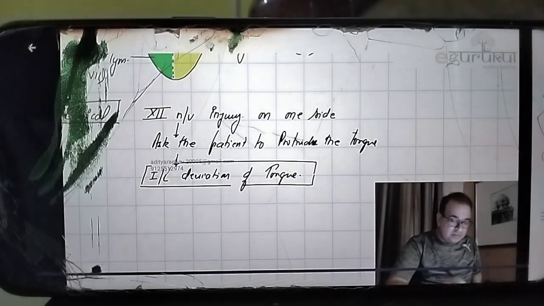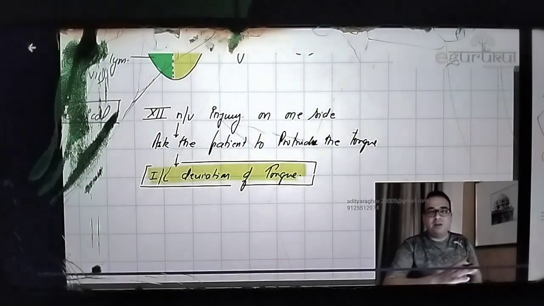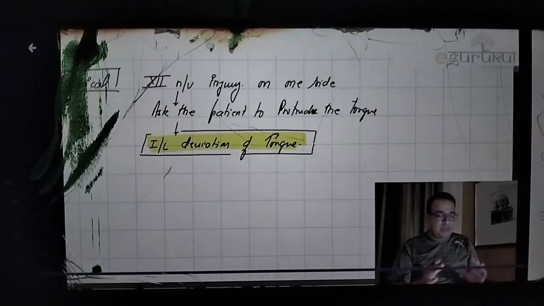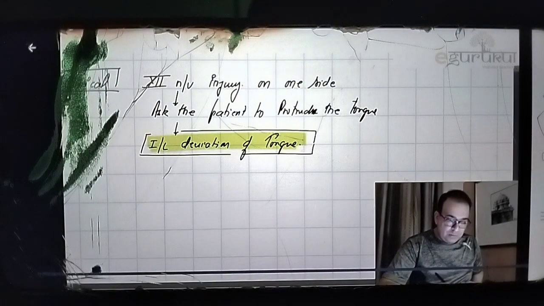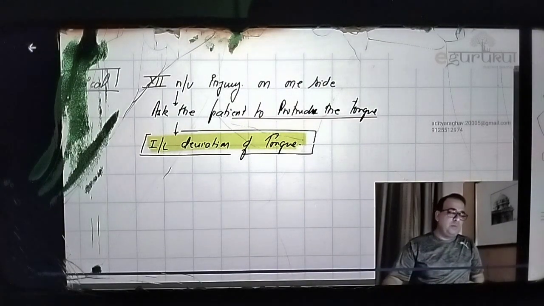So ipsilateral deviation will be seen, which is not seen in any other cranial nerve injury. This is deviation on the side of the lesion. That's a special thing about hypoglossal nerve injury. The deviation is seen toward the side of the lesion. But as we said, what is important? When the patient is asked to protrude the tongue. You have to add this point: when the patient is asked to protrude the tongue.